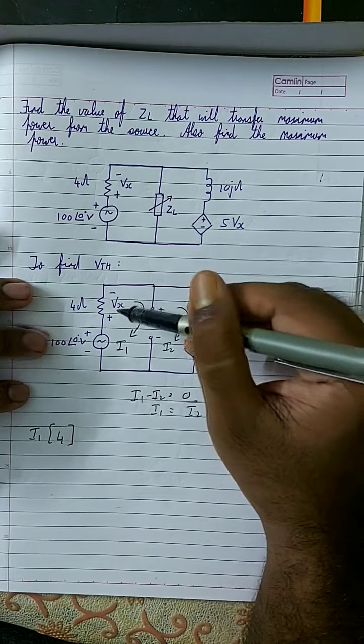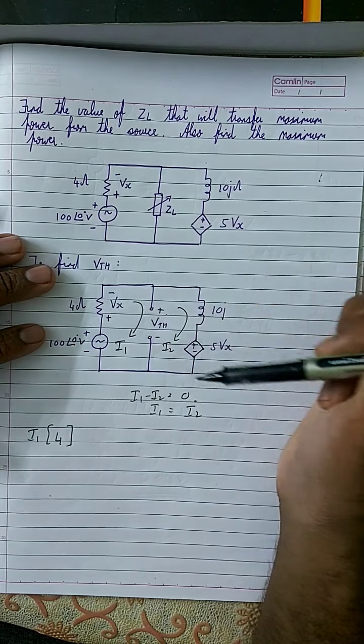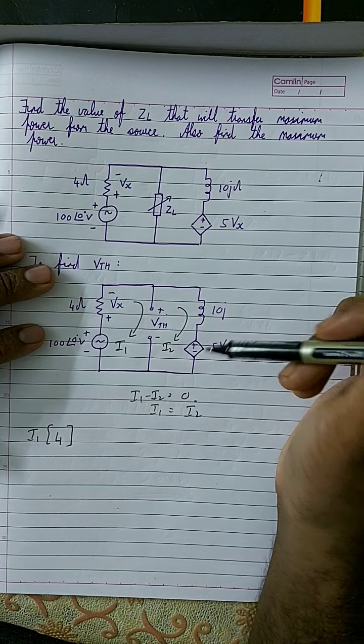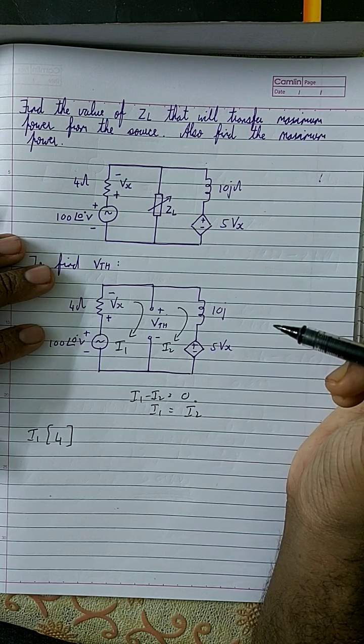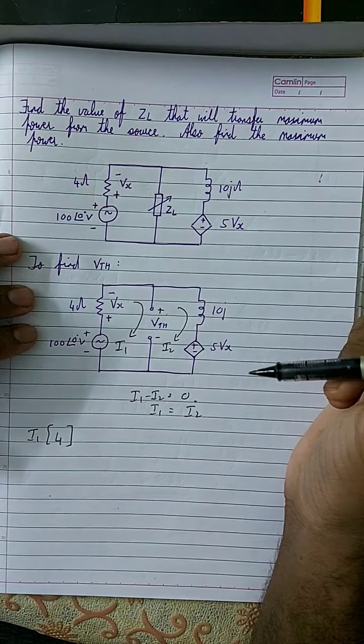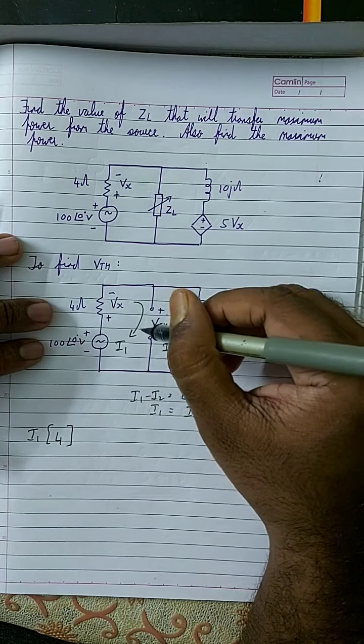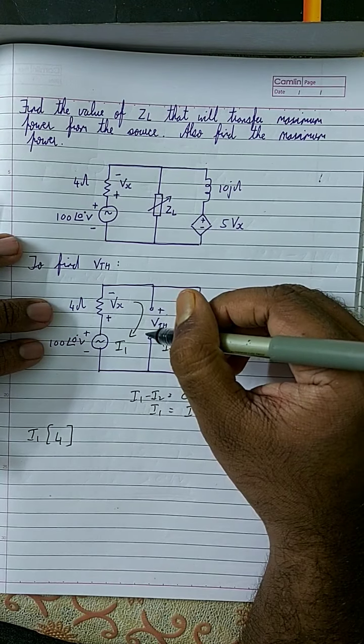You can see over here, Vx is the voltage across this resistor, and the voltage across a resistor is nothing but the current through the resistor times the resistance, V is equal to IR. What is the current through this resistance? It is I1, and the resistance is 4 ohm. Is it plus I1 or minus I1? Look over here. This I1 current is flowing from bottom to top.